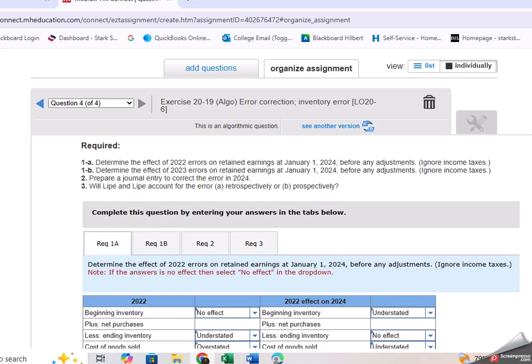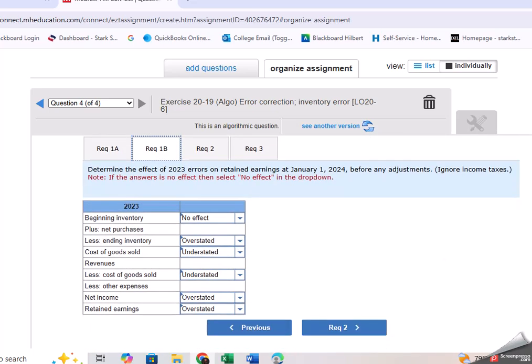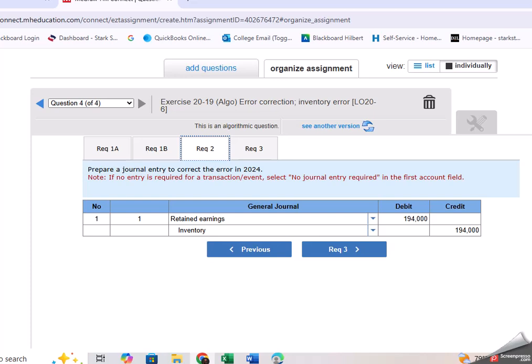So that always happens. Then in 2023, if our ending inventory is overstated, our cost of goods sold is understated, which makes our net income overstated, and then our retained earnings overstated. So there's always a reverse relationship between ending inventory and cost of goods sold. If ending inventory is overstated, cost of goods sold is understated. If ending inventory is understated, cost of goods sold is overstated.